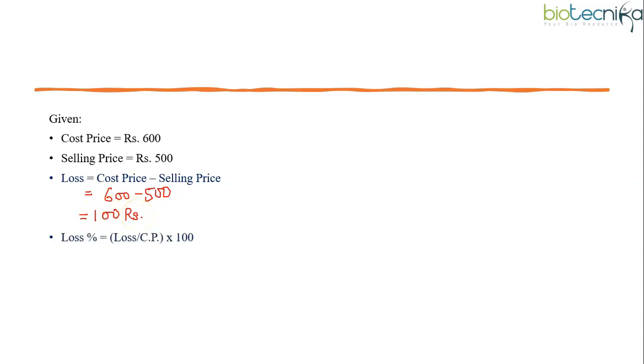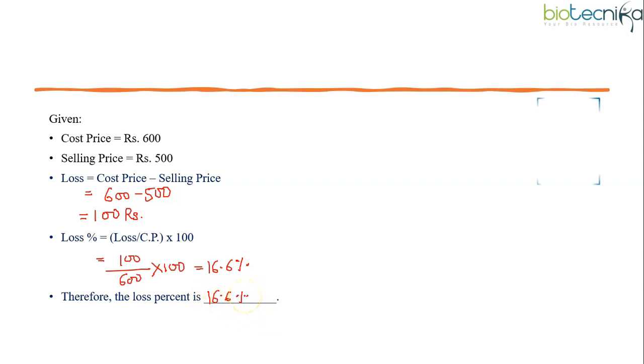Then next we'll calculate the loss percent, which is given by loss by cost price into 100. So loss is 100 and cost price given is 600, into 100, and on solving we'll get 16.6%. Therefore, the loss percent is 16.6%. And therefore, the answer is option 1.